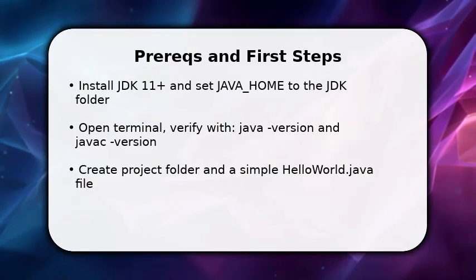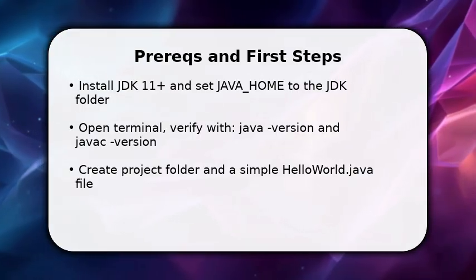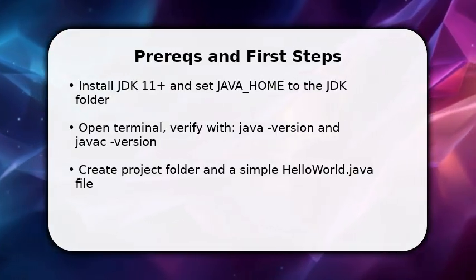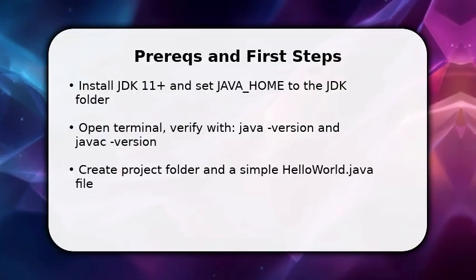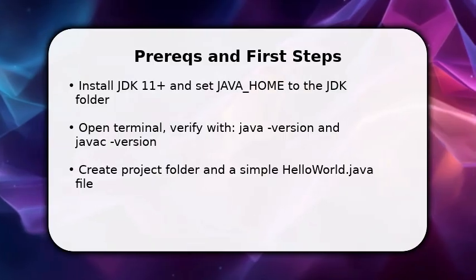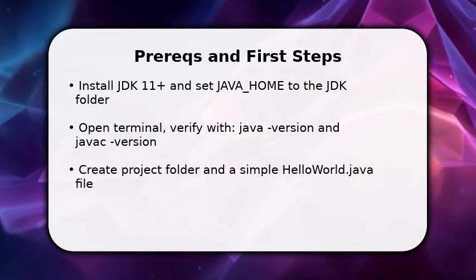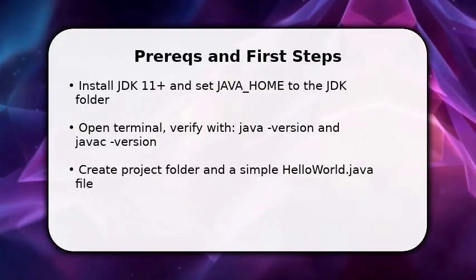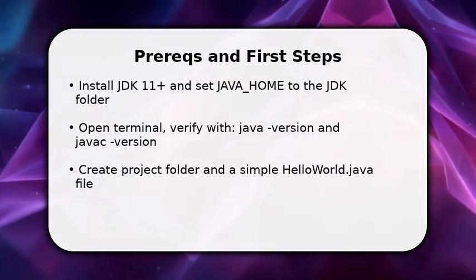You start by confirming prerequisites: JDK installed and JAVA_HOME set. Open the terminal now and run java -version and javac -version to verify. Once done, make a project directory and create HelloWorld.java with a public class and main method. This gets you straight into compiling.